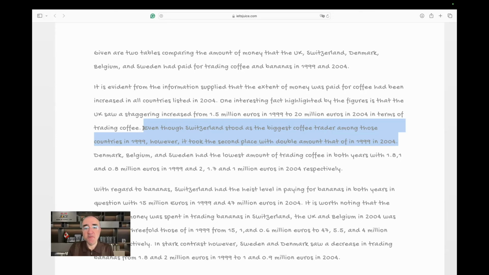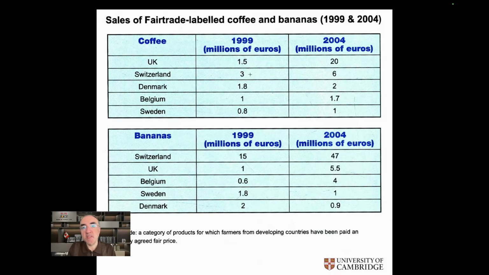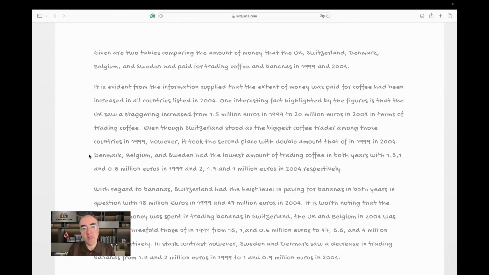Instead of this, we can say, despite doubling its sales, Switzerland went down from its first place in 1999 to the second place after the UK in 2004. That is a more manageable structure, and we can control the grammar better that way. Denmark, Belgium, and Sweden had the lowest amount of trading coffee in both years with 1.8, 1, I need another comma after 1, or before and, doesn't matter, and 0.8 million euros in 1999, and 2, 1.7, and 1, another comma here, million euros in 2004, respectively.